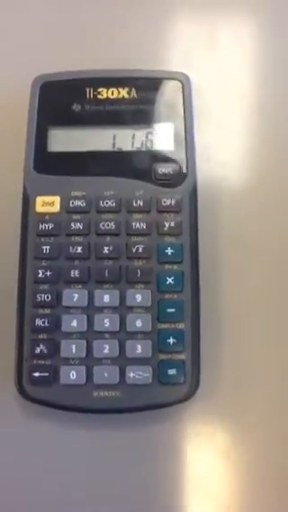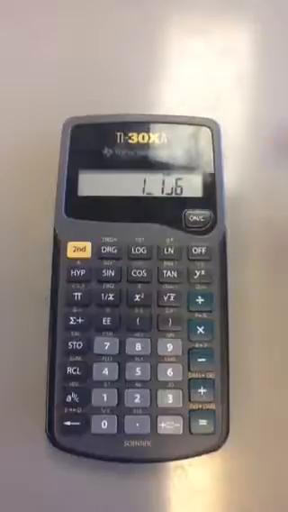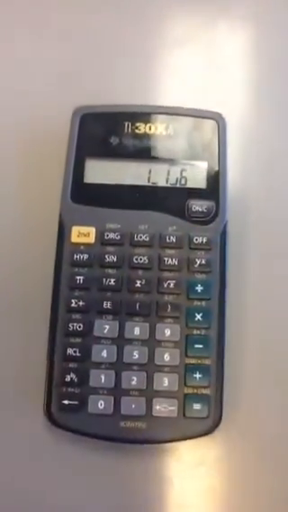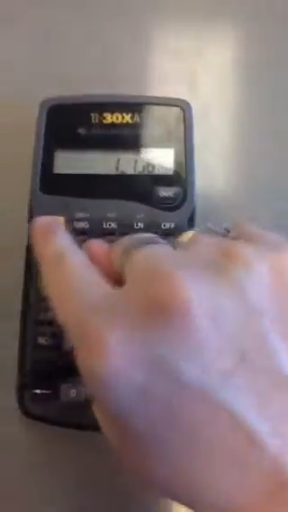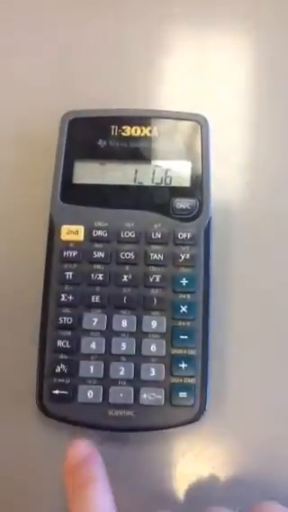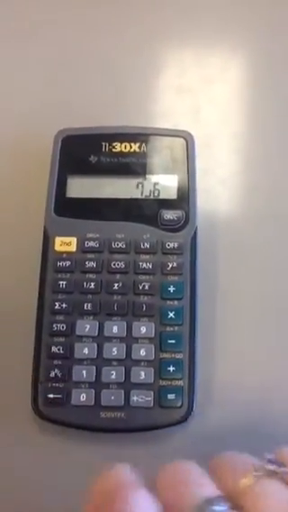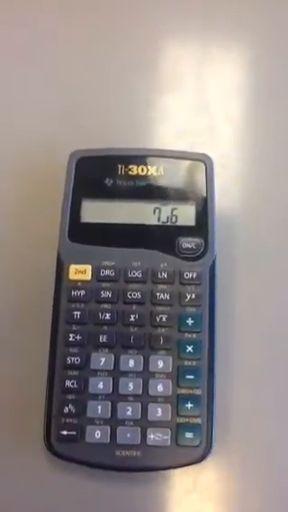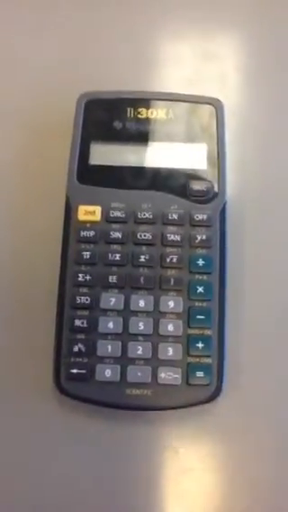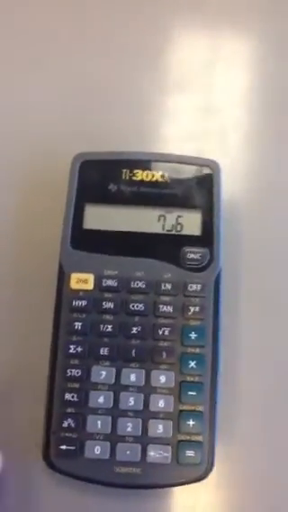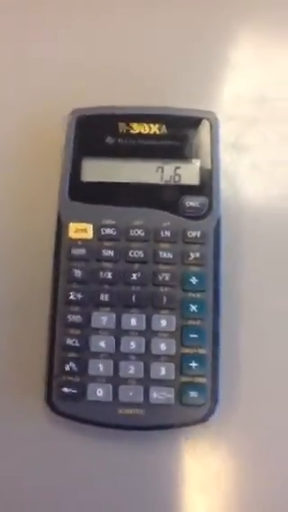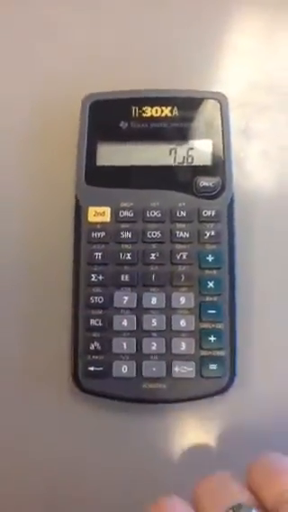Now, let's say you needed to be able to turn that into an improper fraction. You can do that by hitting your second key right here, second, and the ABC key, and then that converts that from a mixed number to an improper fraction. So a lot of times you need to get an improper fraction as your answer, and that is a great way to do that. So one more time, we'll do that.